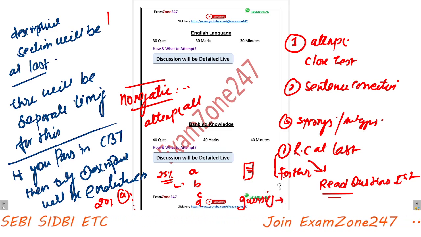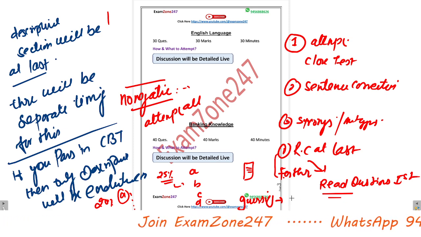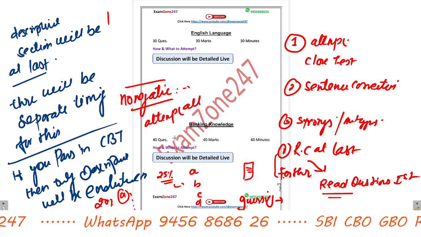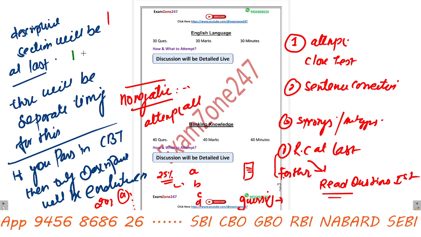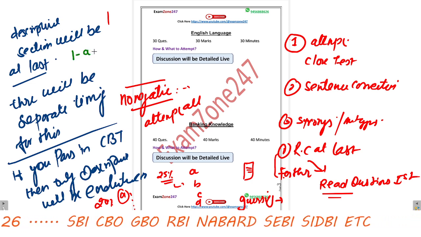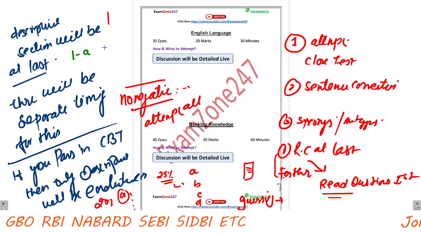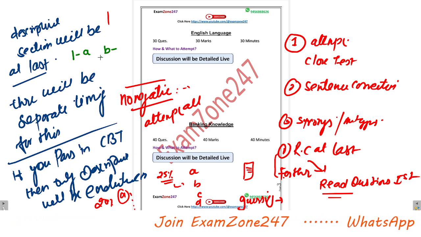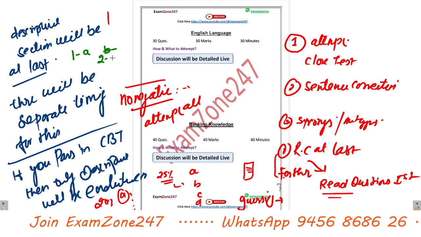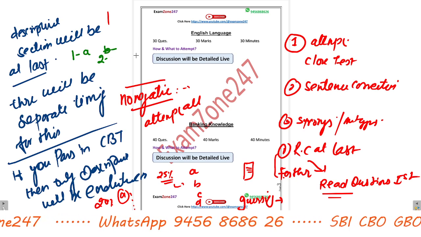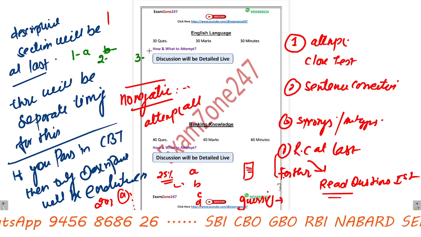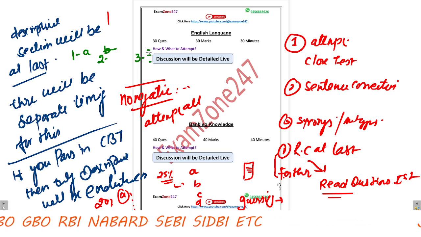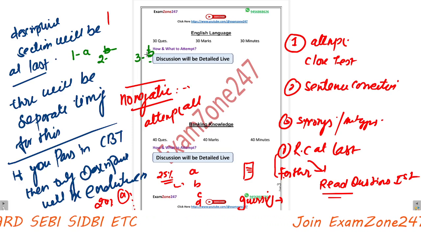Guess only when you are not able to solve the question. If you are able to solve it anyhow, then do not guess. Suppose in question number 1, you find that option A is correct. In question number 2, you are unable to find whether it is A, B, or C. In question number 3, you are also not able to see which option it is. Suppose in question number 3, you find that the option may be B.